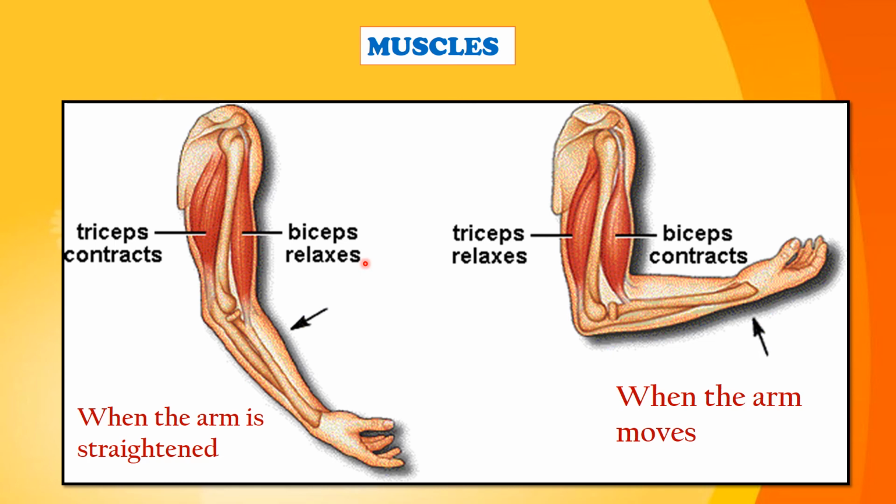A good example of a pair of muscles working together is the biceps and triceps muscles in the arm. Biceps is the two-head muscle whereas triceps is the three-head muscle. When the arm bends, the biceps muscle contracts and the triceps relaxes. And when the arm is straightened, the biceps relaxes and the triceps contracts. So the contraction and the relaxation of the biceps and triceps help to move the forearm.